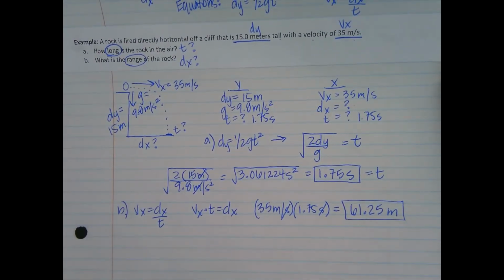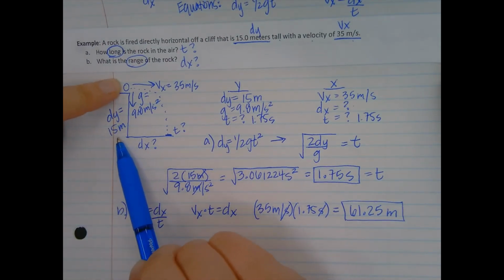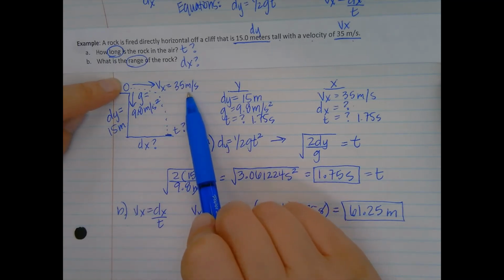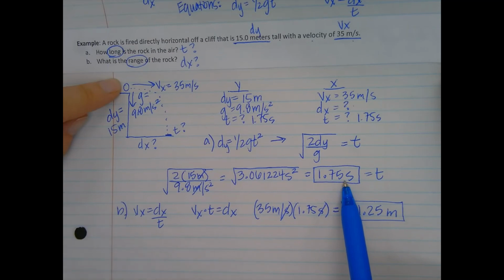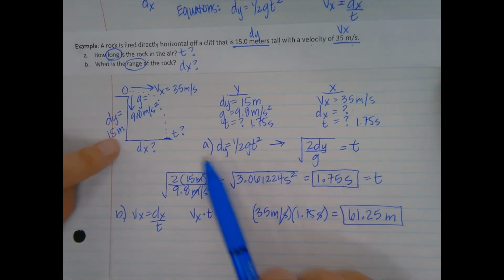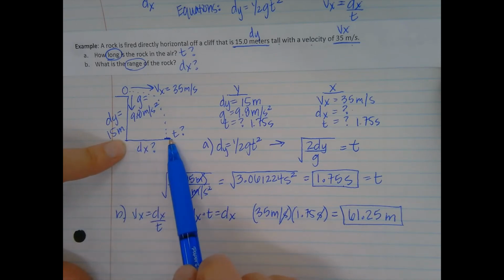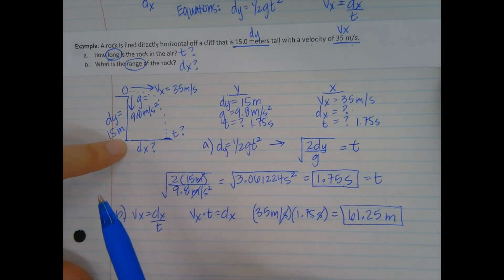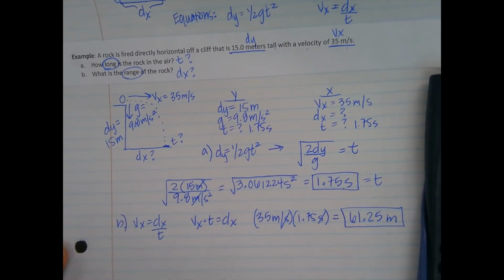Okay, so let's talk about what all these numbers mean. What did we just find? A rock that was fired off a cliff that's 15 meters high at 35 meters per second took 1.75 seconds to fall and landed 61.25 meters away from the edge of the cliff. That's what it means. So this is how we're going to solve our horizontally fired projectile motion questions.